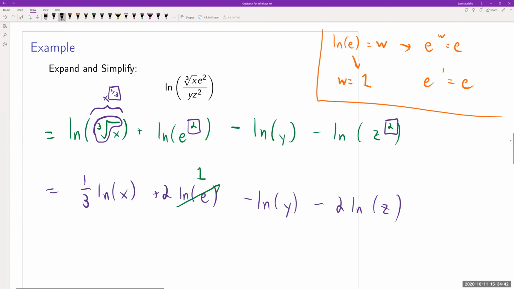This means that our final answer will be 1/3 ln of x plus 2 minus ln of y minus 2 ln of z. Several different logarithms, but each one is itself very, very simple. It's easy to see what's going on here.